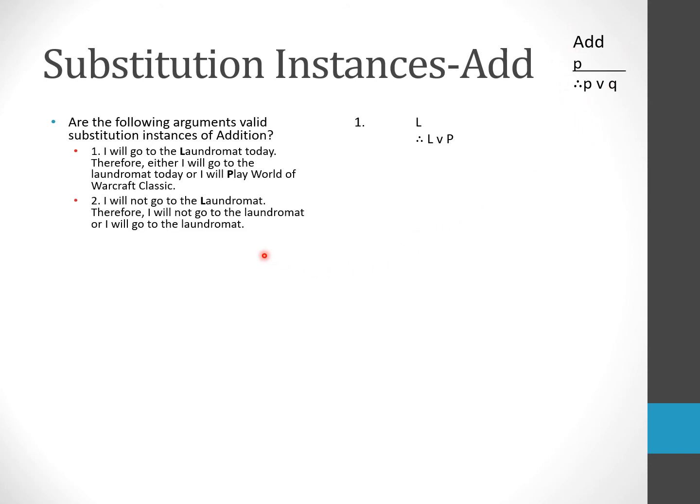So, similar example, I will not go to the laundromat. Therefore, I will not go to the laundromat, or I will go to the laundromat. So same thing. Say I tell her, well, I'm not going to go today. Well, via addition, it's perfectly good reasoning to think that I might change my mind. So I'll either not go or I will go. We've seen from the previous unit that that's a tautology. It's always true. But via addition, we can turn any statement into a tautology, which is kind of cool.